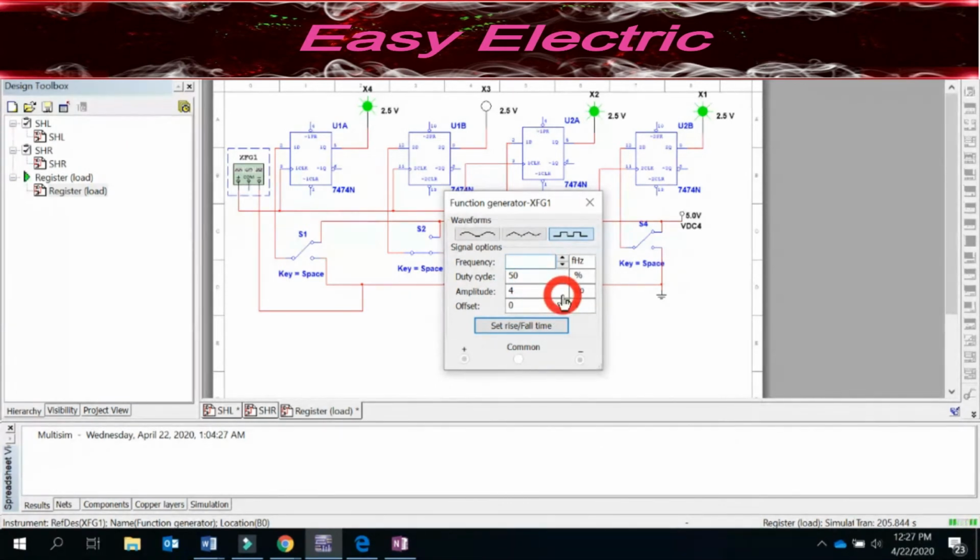Let me see, can we change that here, or does it not accept that? Somehow we need to put hertz probably. Let me see if it accepts that. Yes, it's okay. So I put 0.1 hertz. You tell me: if the frequency is 0.1 hertz, what should be the period between two rising edges?